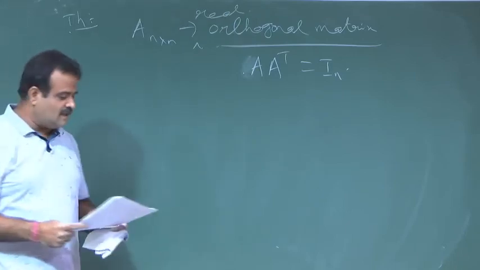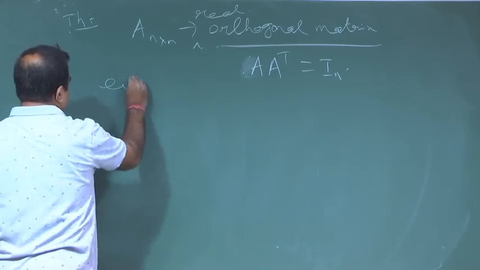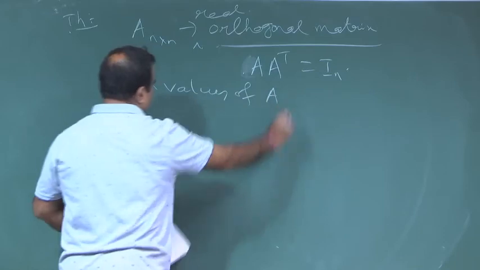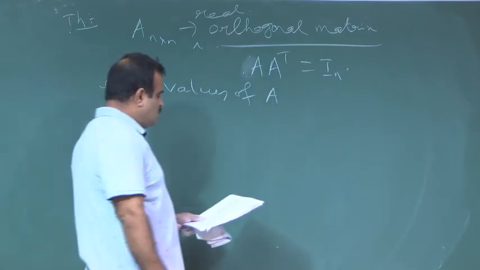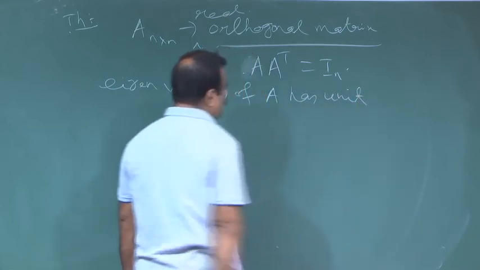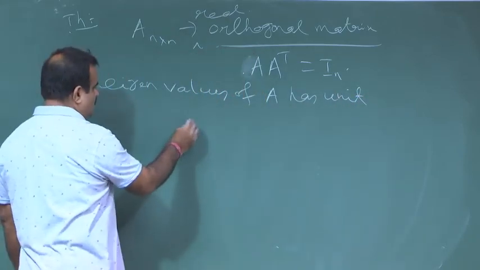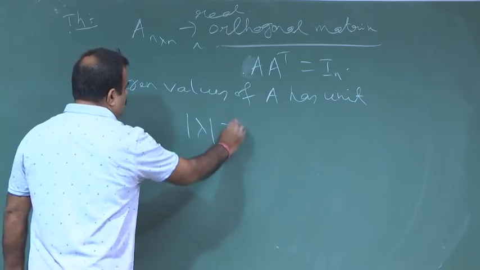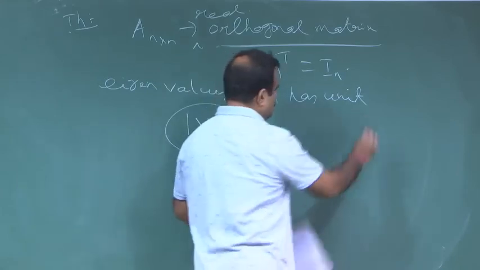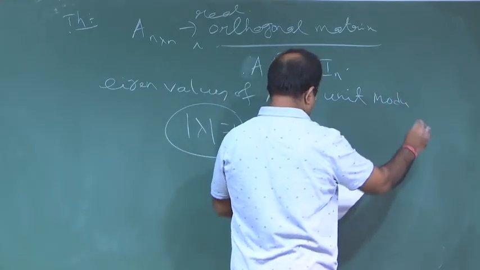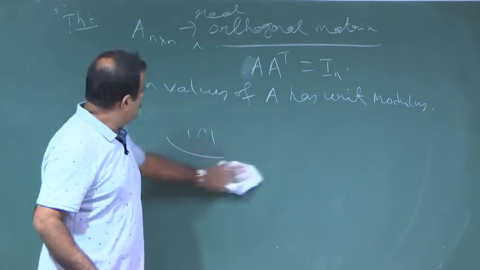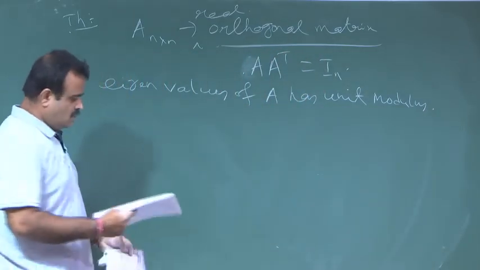So, if we have a real orthogonal matrix, then the theorem tells us the eigenvalues of A have unit modulus. Unit modulus means that if lambda is an eigenvalue, which may be a complex number, the mod of this is 1. That is the unit modulus. Okay. So, this we have to prove.